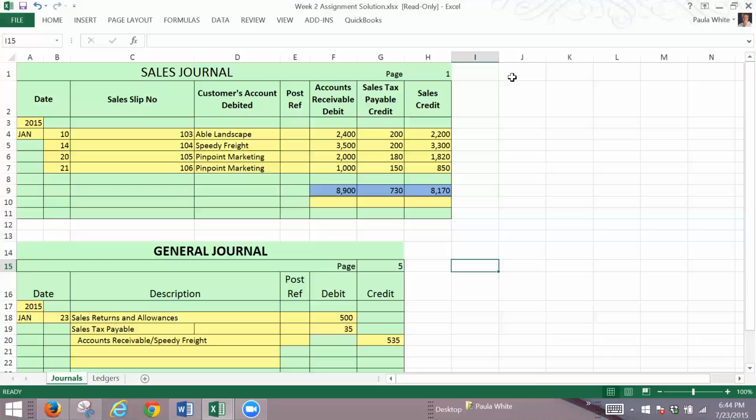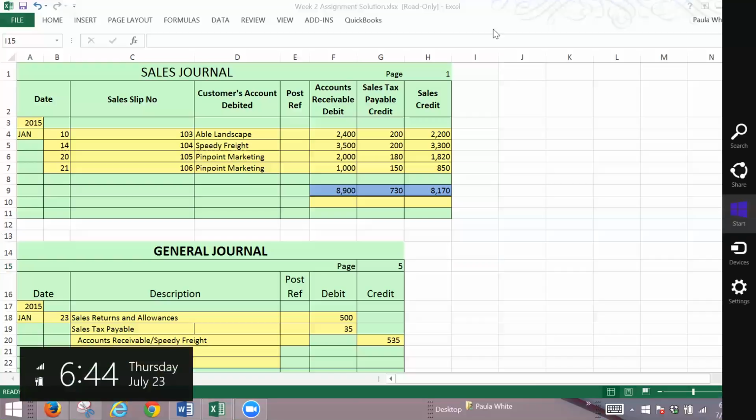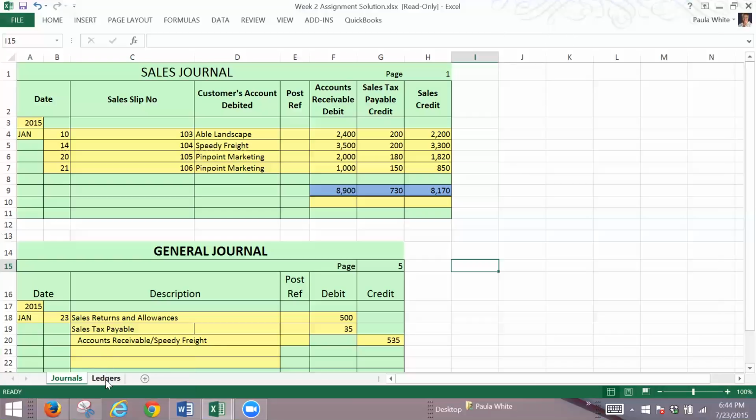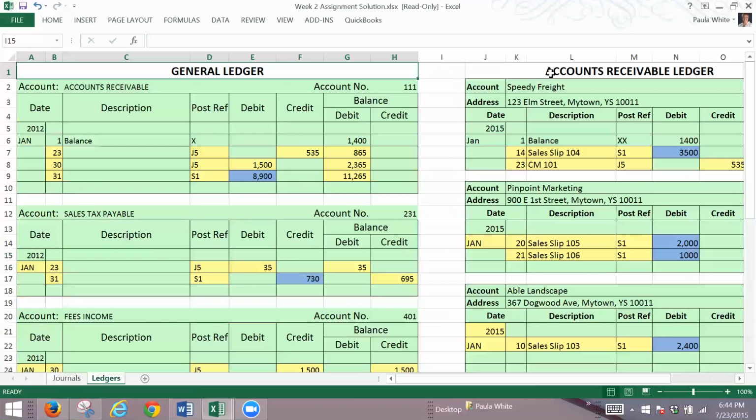Hello everyone, this is Paula White and I received some questions wanting clarification on how the sales journal actually relates to the ledgers and how they actually relate to the accounts receivable subsidiary ledger.